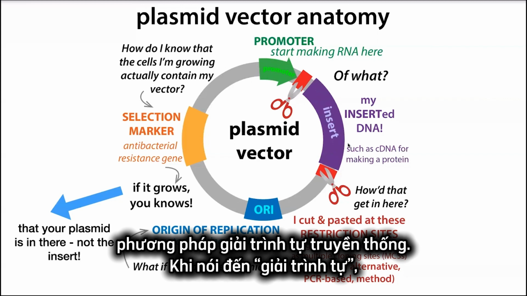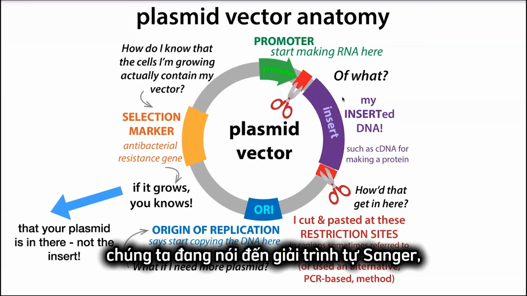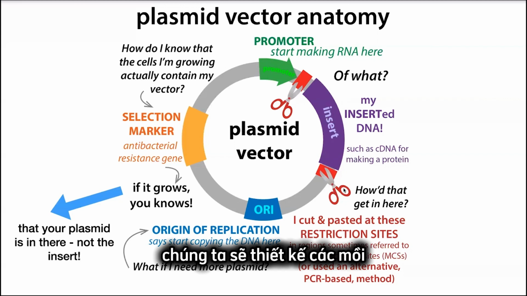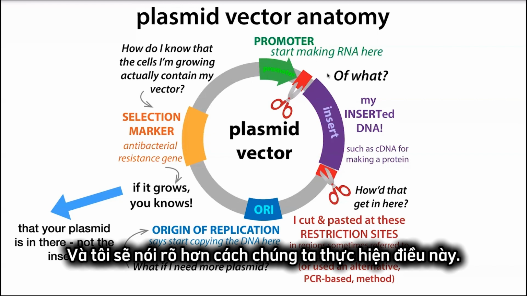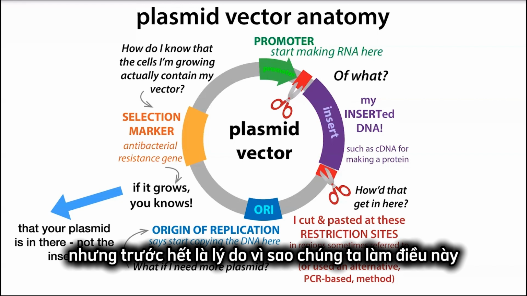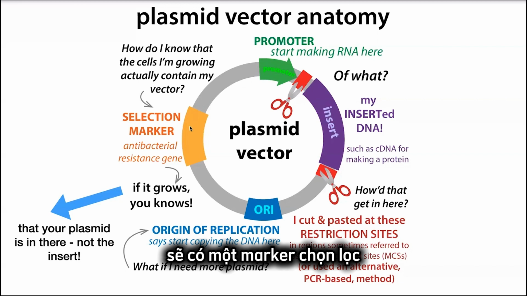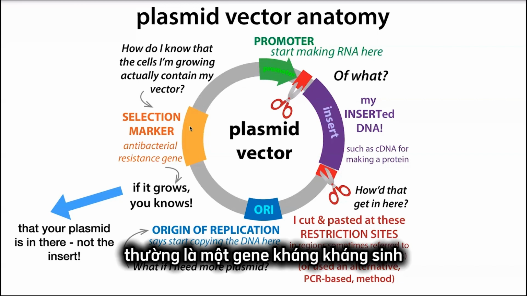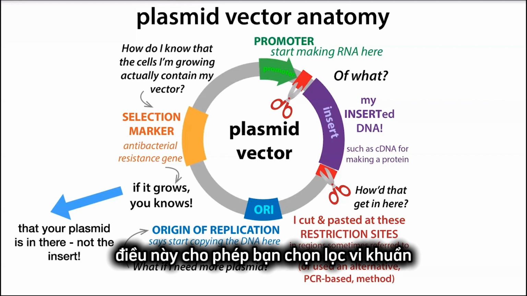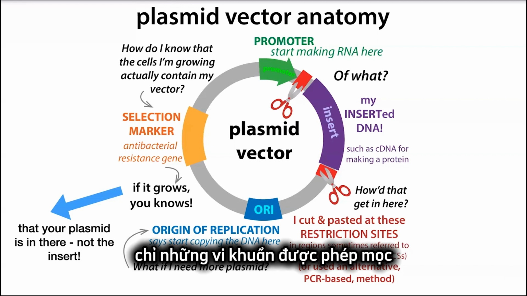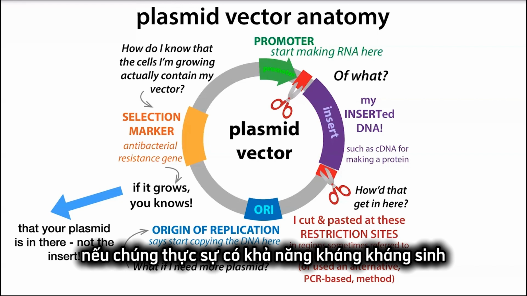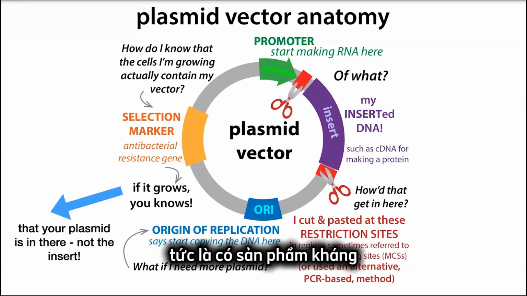When we talk about sequencing, we're talking about Sanger sequencing, where we're basically going to design primers that are going to sequence this insert. And I'll tell you more about how we do this. But first, a little about why we're doing this. So basically, the plasmid in that generic part is going to have a selection marker, which is typically an antibiotic resistance gene. This will only allow bacteria to grow if they actually have that antibiotic resistance product, so meaning that they have the plasmid.